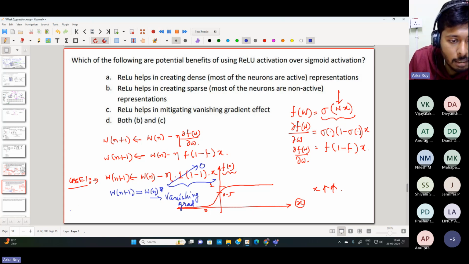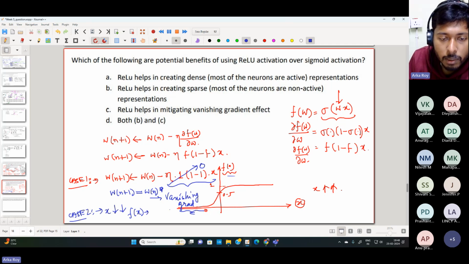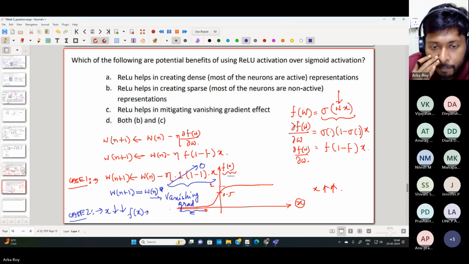Now let us take case 2. When the value of x is very low, that means x lies in this particular region, what will be the value of the sigmoid output when this x value is very small? 0.